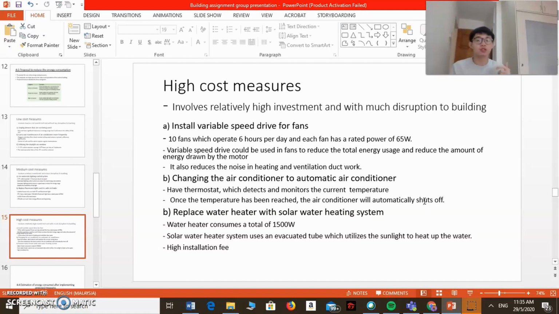However, the installation fee of the solar water heater system is high. So according to our research, a solar water system installation fee costs around 500 ringgit. This is around 3 times the installation fee of the normal water heater. So yeah, that's all for me.